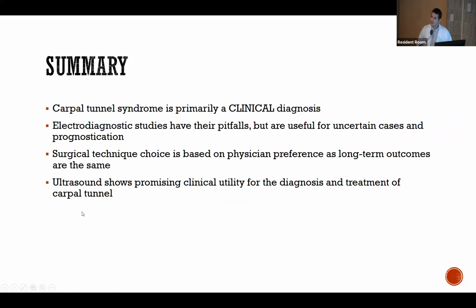So just in summary, carpal tunnel syndrome is a clinical diagnosis primarily. Its electrodiagnostic studies do have their pitfalls, but they're useful in certain cases and for prognostication. And surgical technique is generally based on physician preferences, as long-term outcomes are the same and rates of complications are usually related to physician comfort with the technique they're using. And ultrasound shows promising clinical utility for diagnosis and treatment.